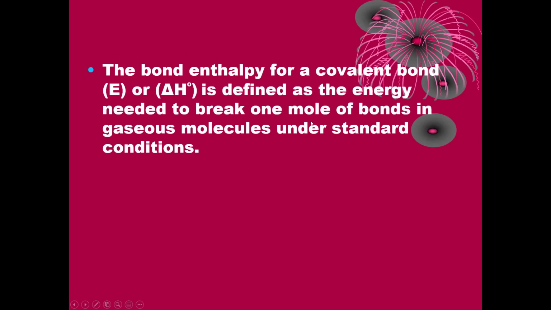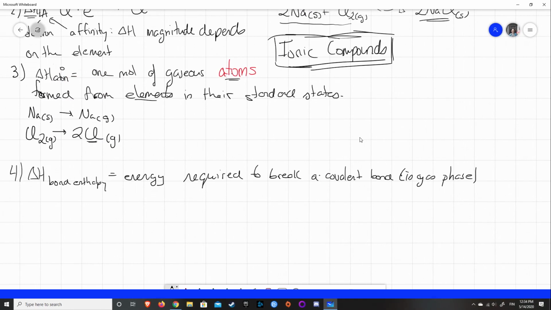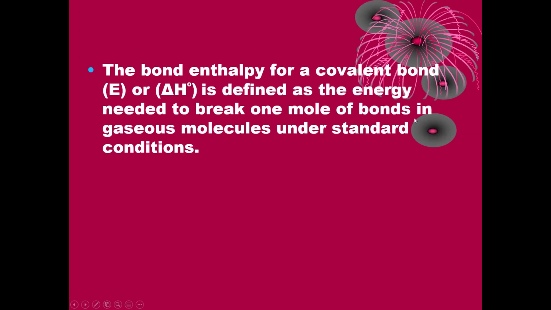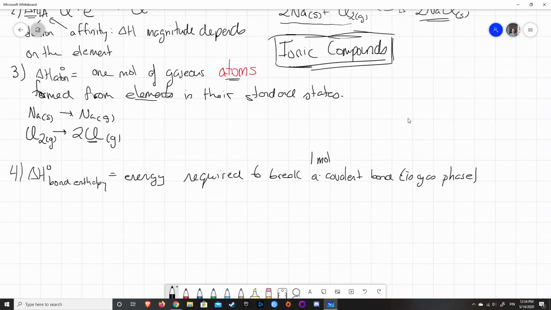I'll make sure I got it. One mole of gaseous molecules under standard conditions, so delta H naught. The energy required to break one mole of bonds in the gaseous molecule. One mole of covalent bonds in the gas phase.